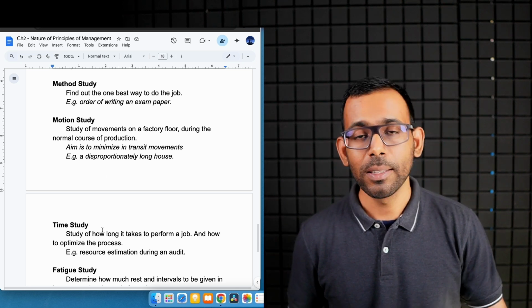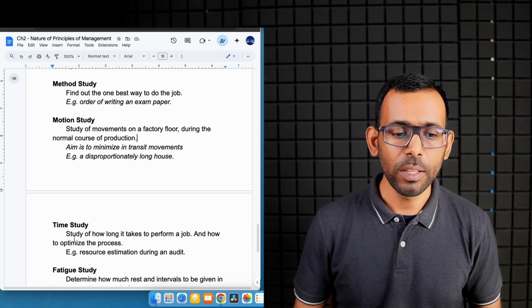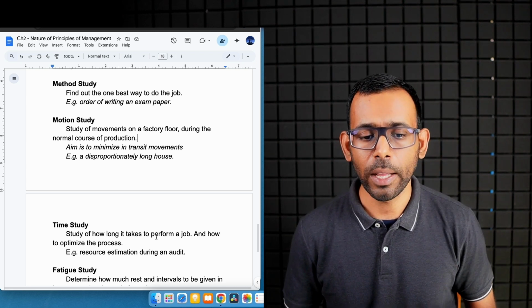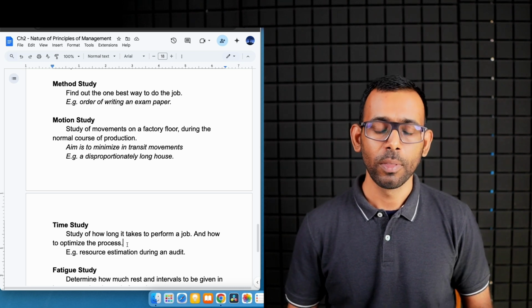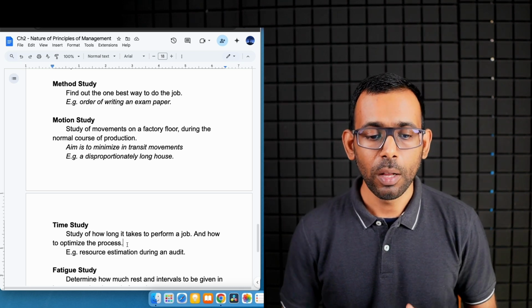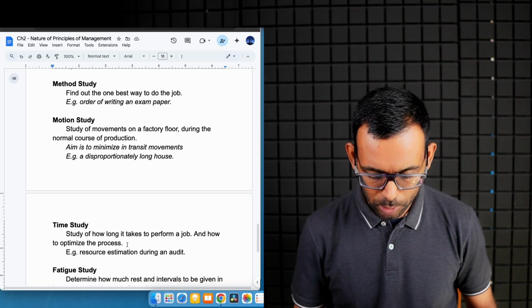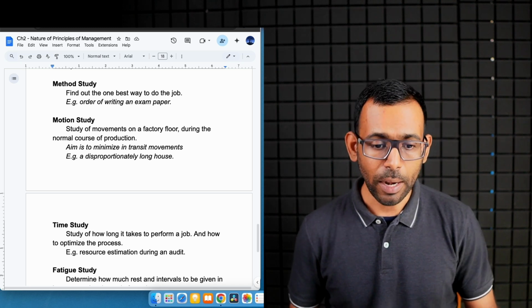And the third point is time study. This is quite obvious. It is the study of how long it takes to perform a job and how to optimize the process. It also helps in planning my resources.